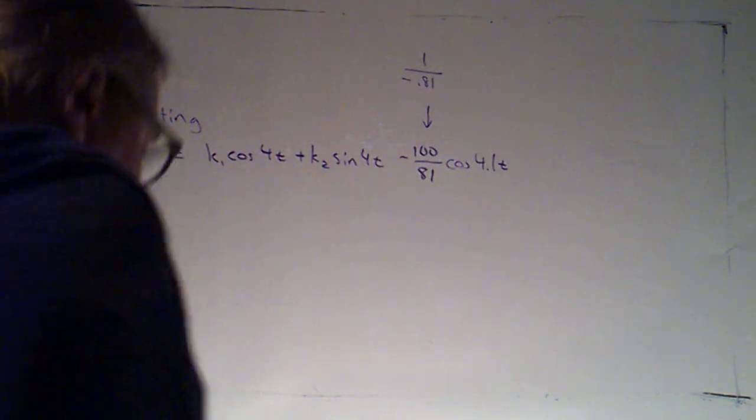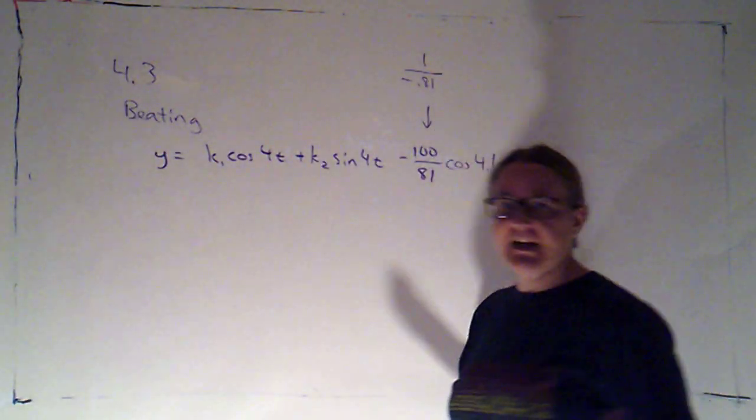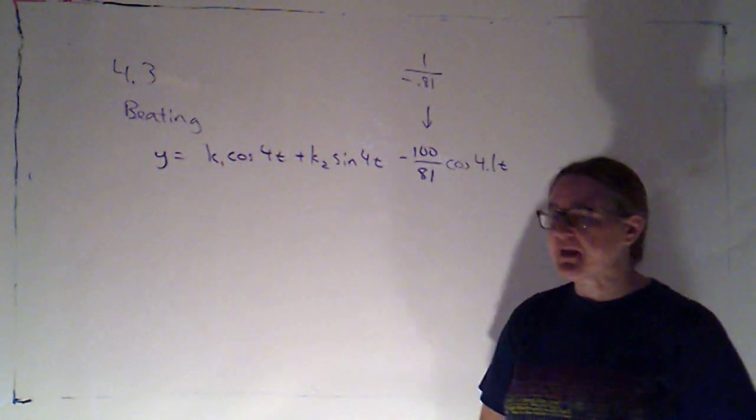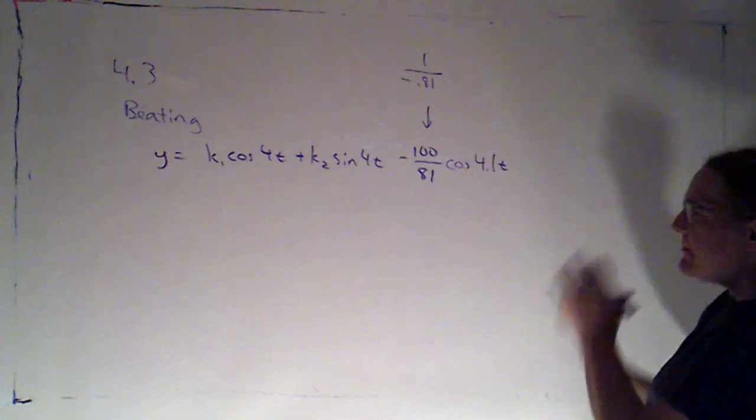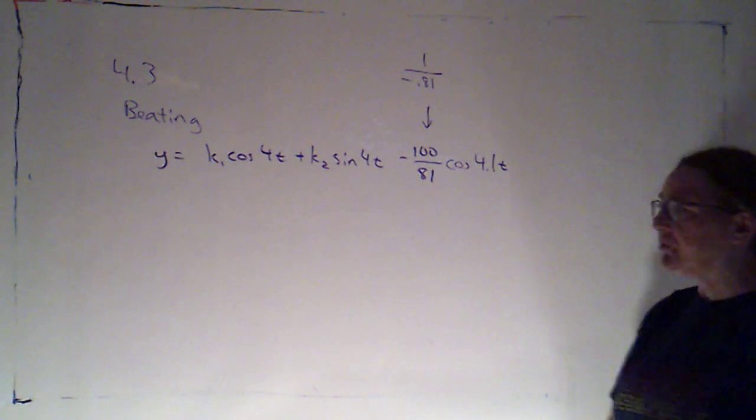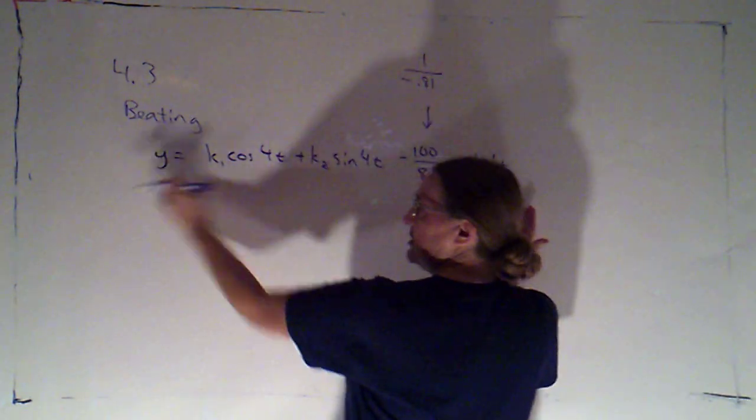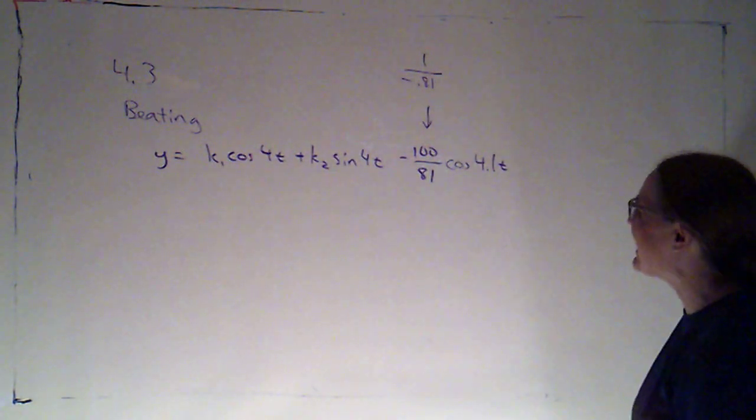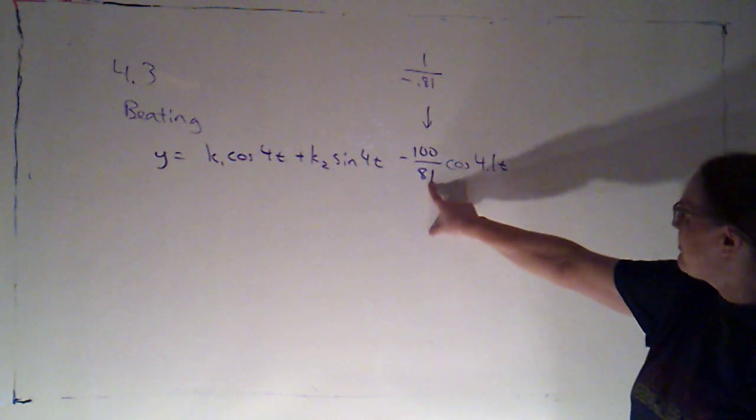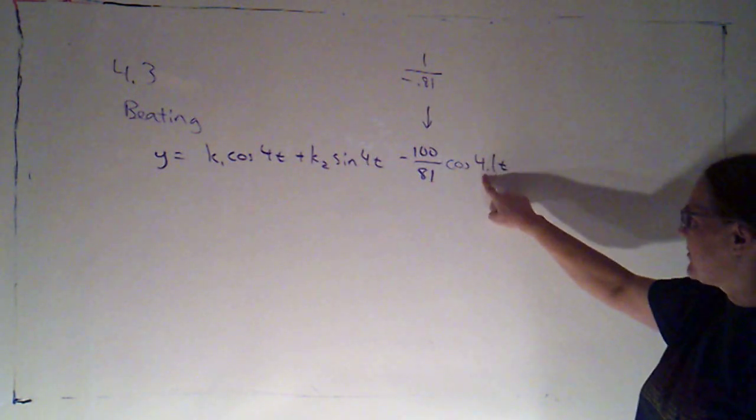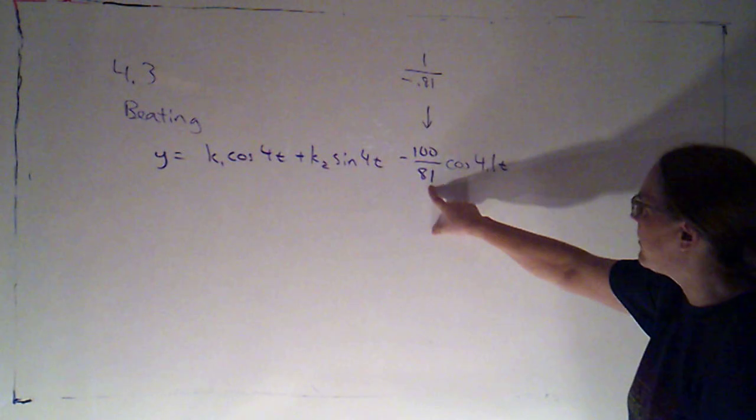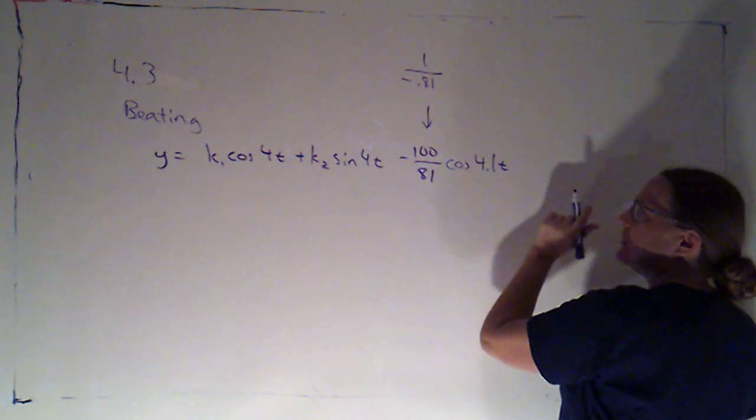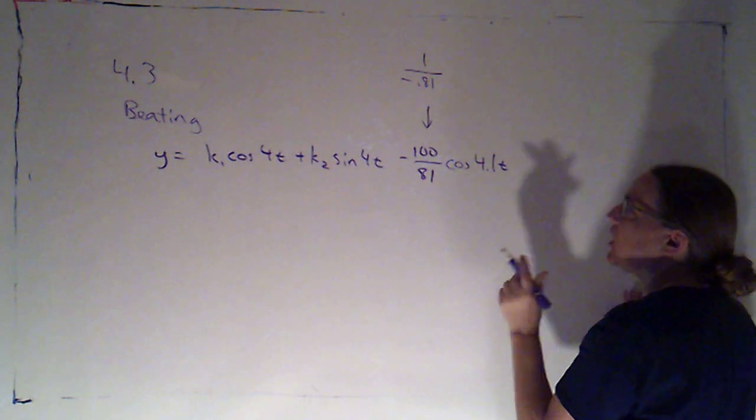Okay, by and large, the class did very well when we were talking about beating and resonance in section 4.3. There were just a couple of issues that I wanted to address. People had no problem finding the general solution. I'm just giving you a general solution to something where there's going to be beating, okay? And I'm saying the coefficient in front of the cosine 4.1t is negative 100 over 81. I'm just telling you that came from negative 1 over negative 0.81.